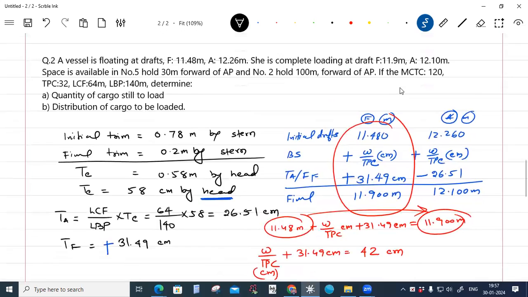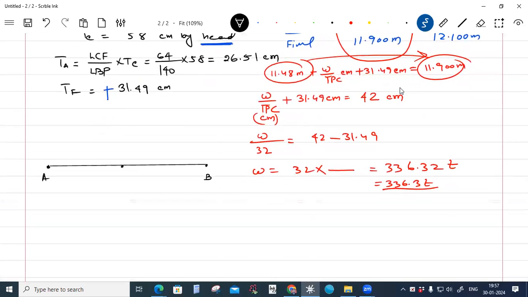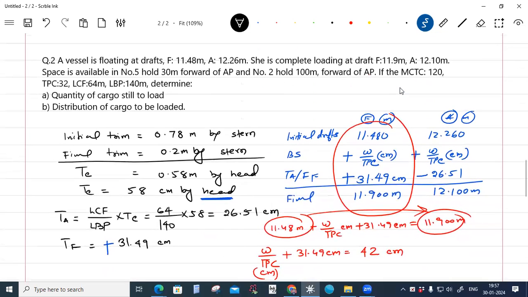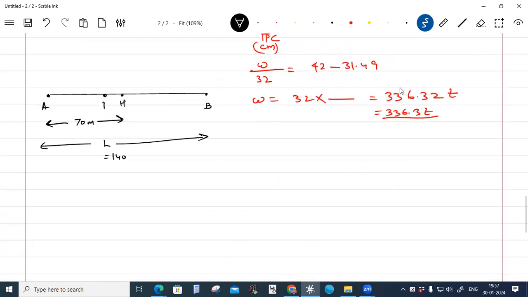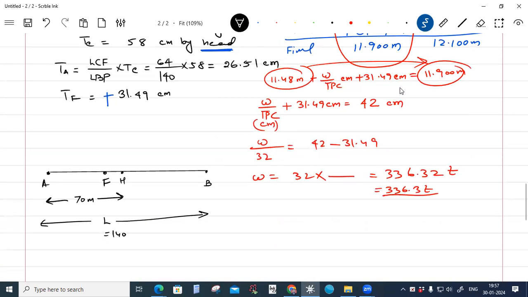How much is LBP? L is 140, so how much will LBP by 2 come to? 70. This is 70, right? Because total length is 140 and LCF is 64. That means LCF is here, 64 meters. So what is the distance between them? 70 minus 64 will be 6 meters.